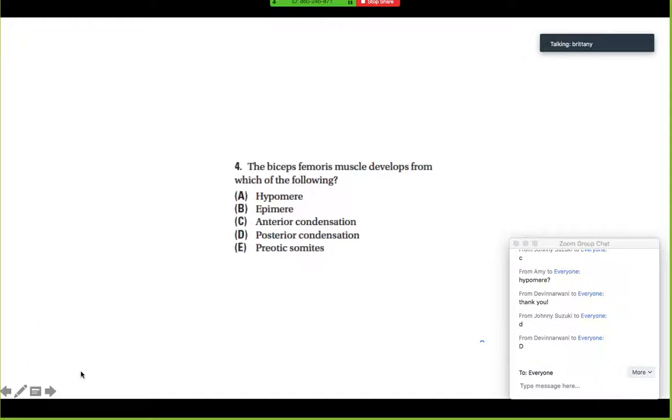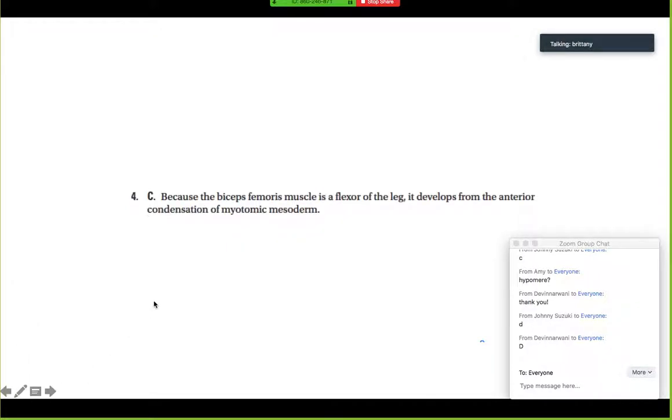So the answer to this one is actually C, and that's because of the rotation that's going on. You remember how the upper limb rotates laterally, and then the lower limb rotates medially. So that's going to put this flexor in the back, so it's part of the anterior condensation.